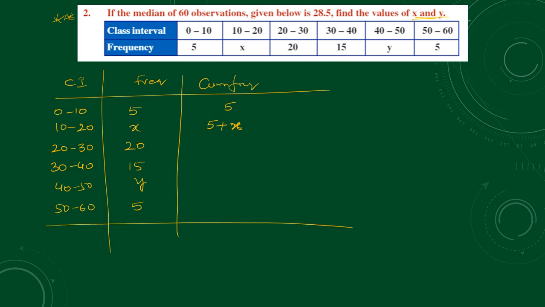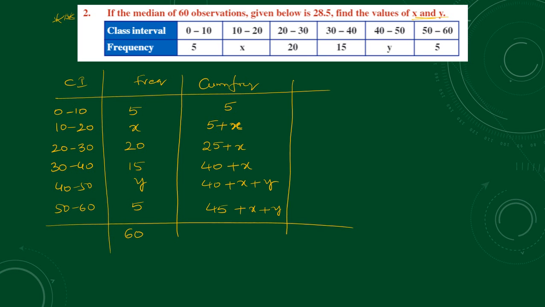Okay. Now next, cumulative frequency: 5 plus x plus 20. Numbers can be added, so this gives me 25 plus x. Next, 25 plus 15 gives me 40 plus x. Next, cumulative frequency is 40 plus x plus y. Next, cumulative frequency is 45 plus x plus y, right? Next, how many observations are given?